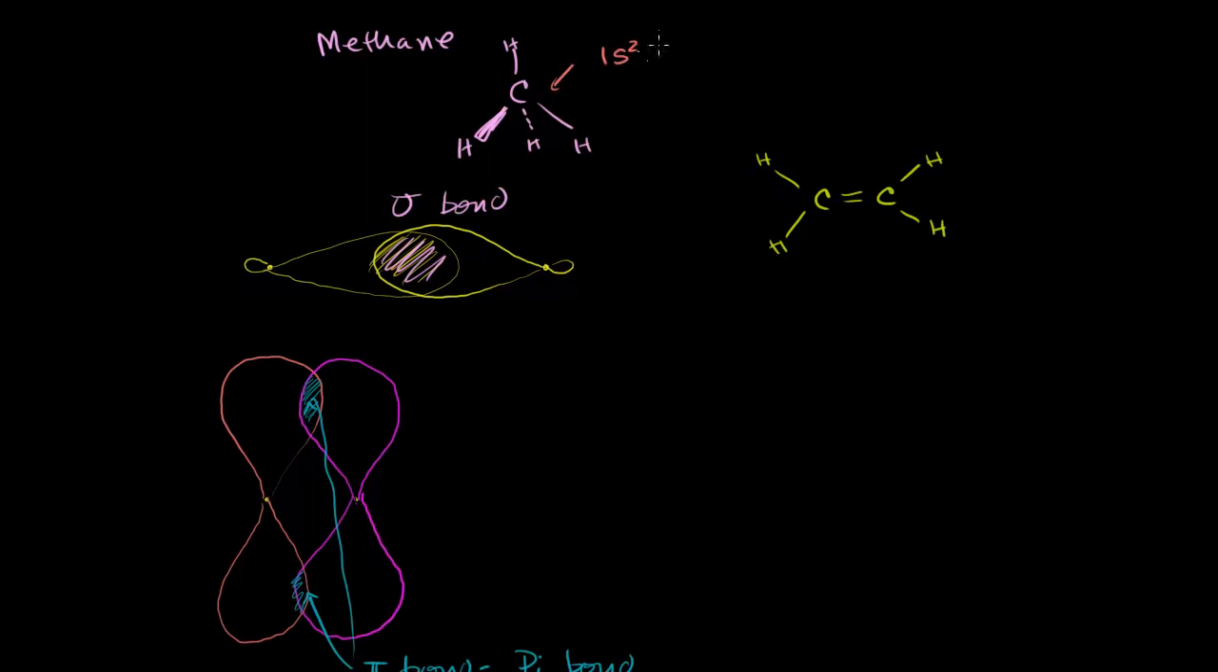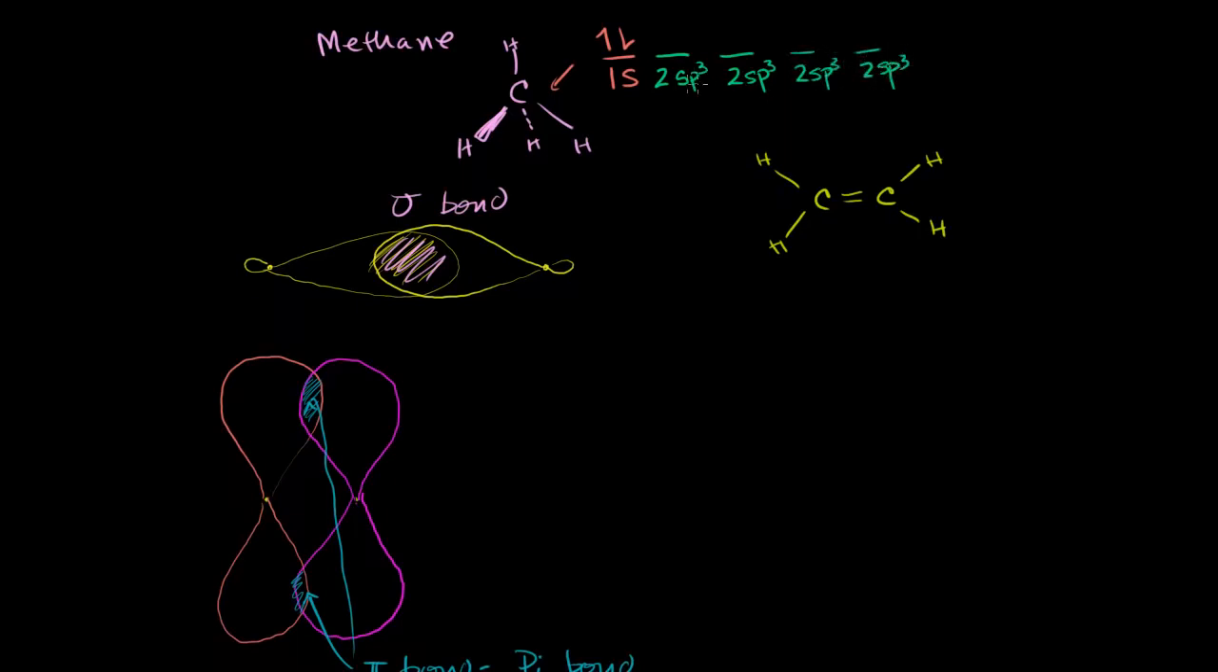It needed to look like 1s2, and then instead of having 2s2 and then 2p2, let me write it this way, even better. In 1s you had two electrons, and then instead of 2s you had two electrons, and in each of the p's you had one. The s's and the p's all got mixed up, and you had a 2sp3 hybridized orbital, another 2sp3 hybridized orbital, another 2sp3 hybridized orbital, and then another one.